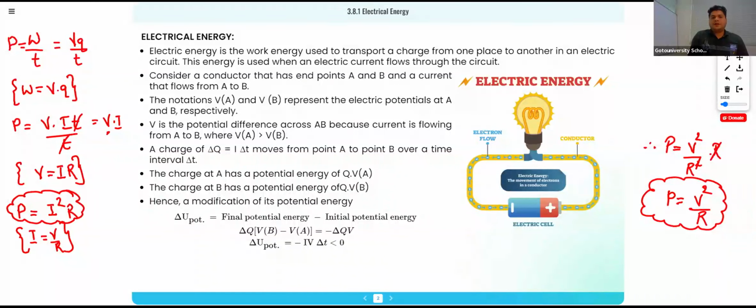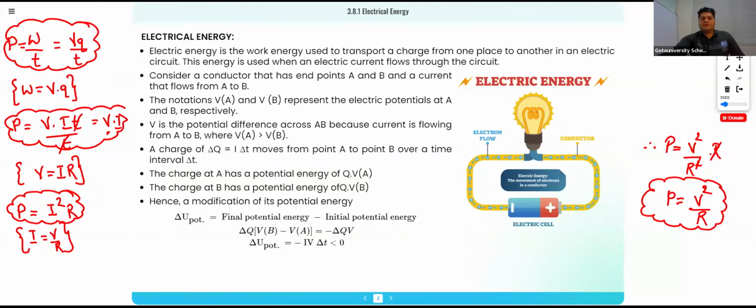So your second formula, this will be your first formula. Okay, then what will be the unit of power? Yes, the unit of power will be in terms of watt. Unit will be watt. W-A-T-T, watt.